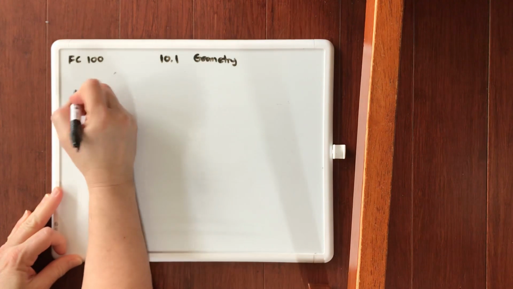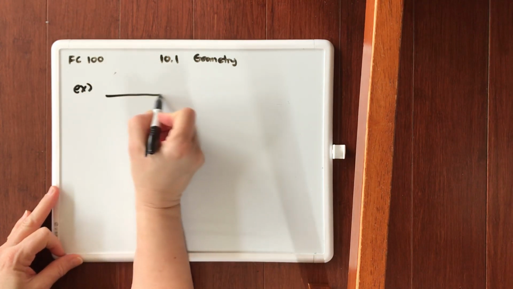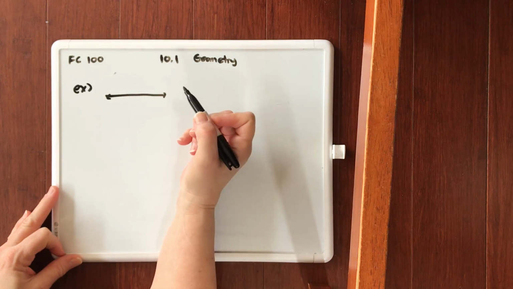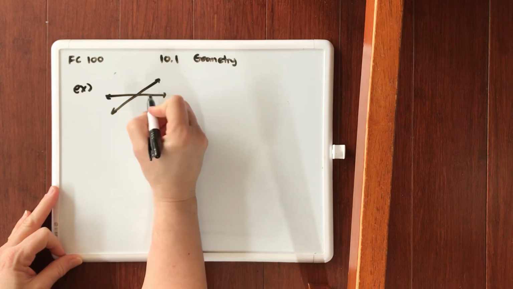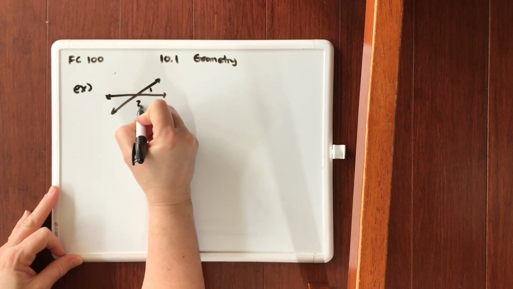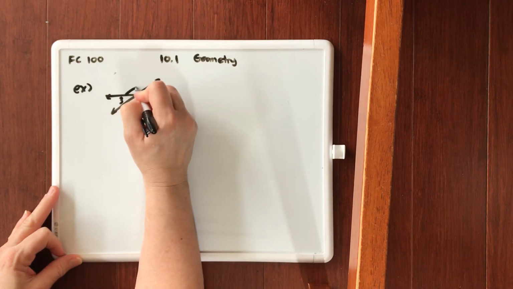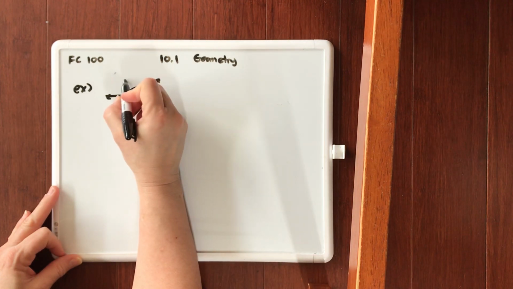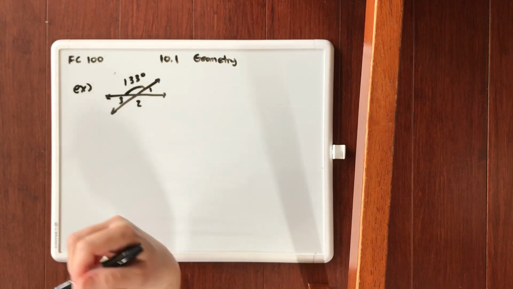Okay, so here's an example. Draw a straight line. Then make an angle of the line. We're going to call this angle 1, angle 2, and angle 3. And this right here, we're going to say this represents an angle measure of 133 degrees.